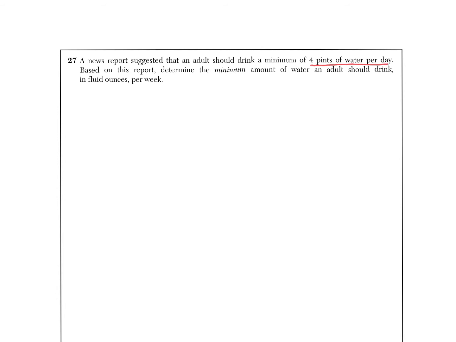So we're going to start with 4 pints of water per day. So the way I'm going to write this is 4 pints per 1 day. And I'm going to use dimensional analysis and say that I know a pint has 2 cups. And they're asking the minimum amount of water an adult should drink in fluid ounces. So I know my goal is to get ounces by the end, and they want to know per week. So I want ounces per week.